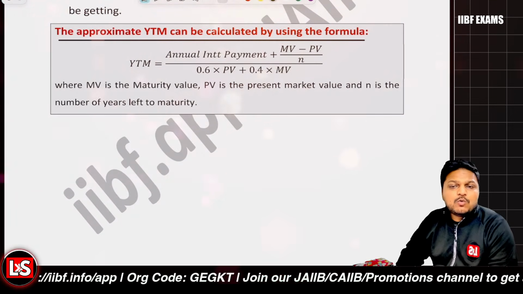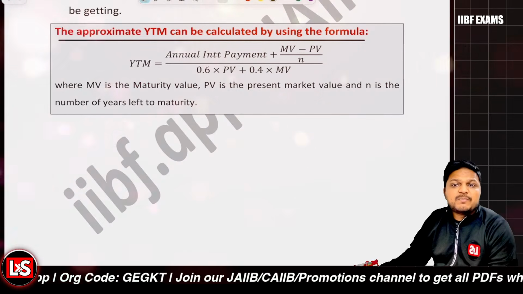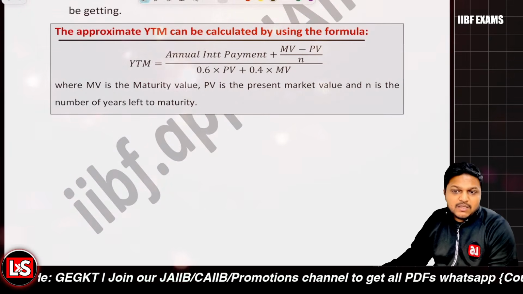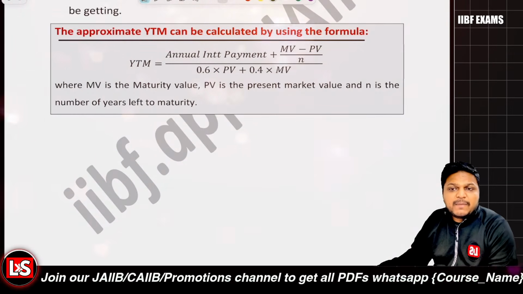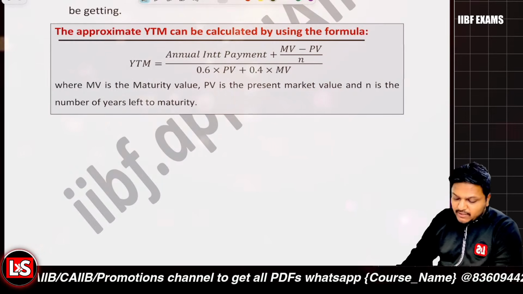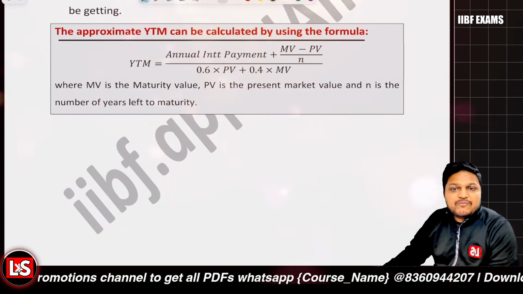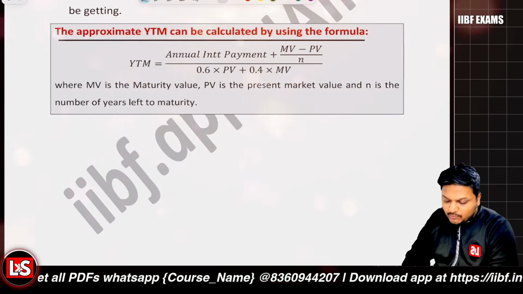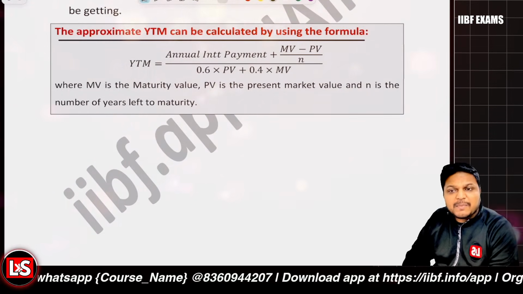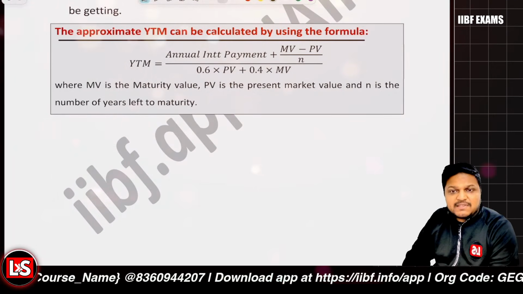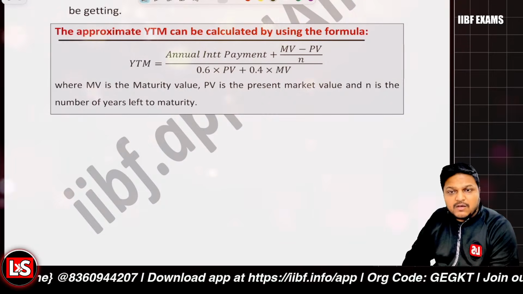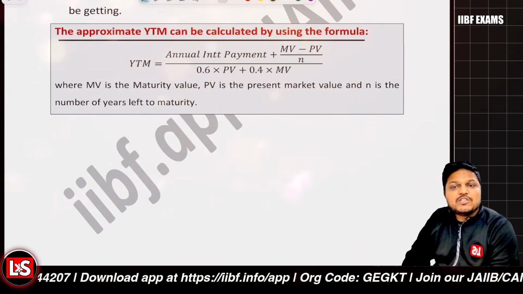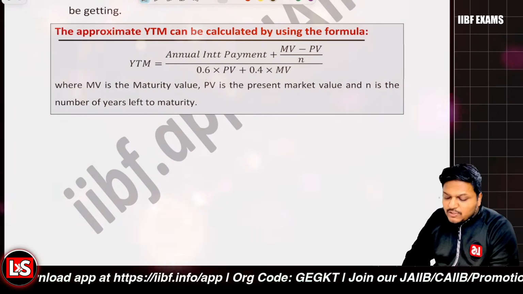So YTM is equal to what? YTM is equal to the annual interest payment that we have to make. We are talking about the coupon here, right? Plus MV, which is basically the maturity value. PV is the present market value. This is not the present value, but a present market value. N is basically the number of years, or we can say residual maturity.